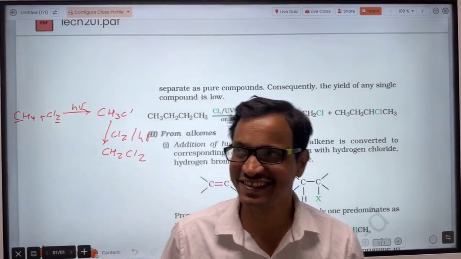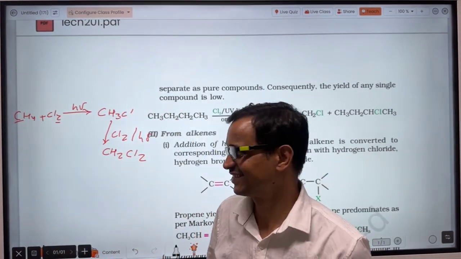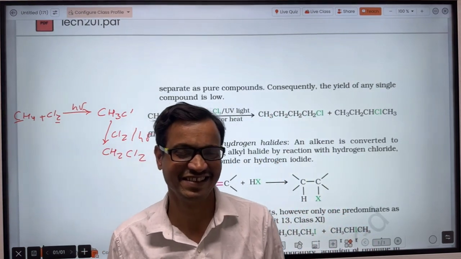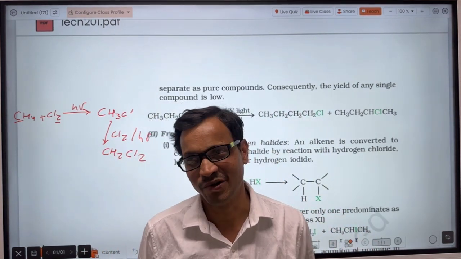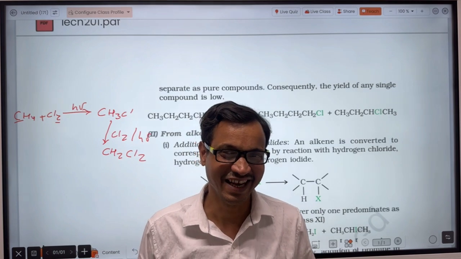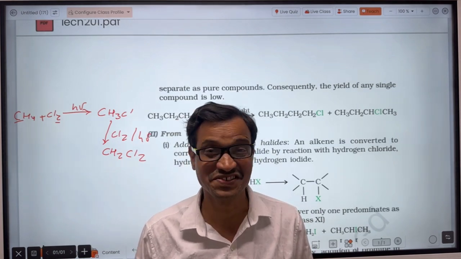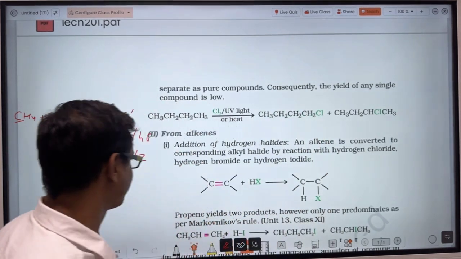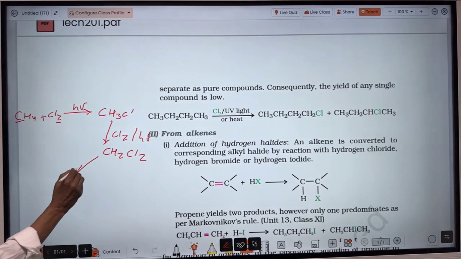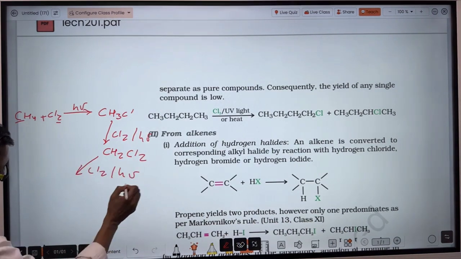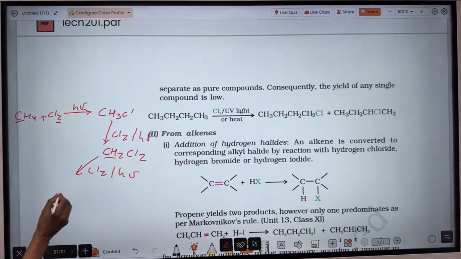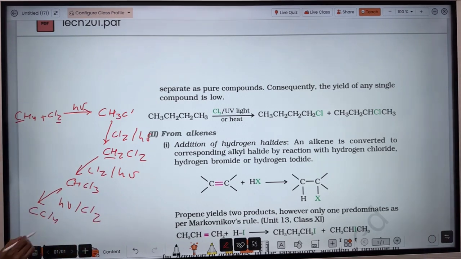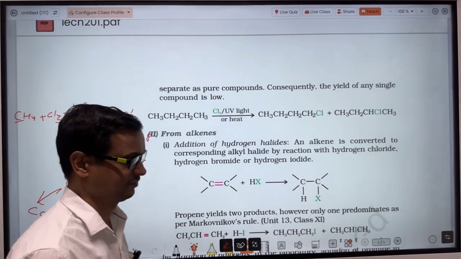Okay, which CH3Cl molecule will react with chlorine and which CH3Cl molecule will not react with chlorine? That depends on the matter of chance. Now this CH2Cl2 again will react with chlorine in presence of light. So again one chlorine will combine there, and that becomes CHCl3. Again the reaction has not stopped. Here in presence of light, halogenation will further take place, and that becomes CCl4.